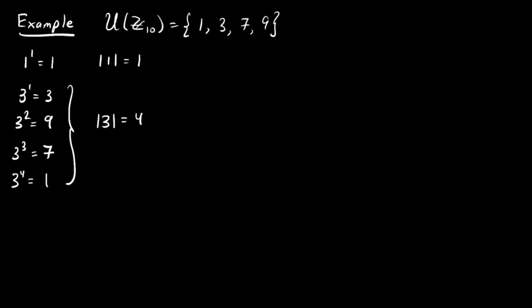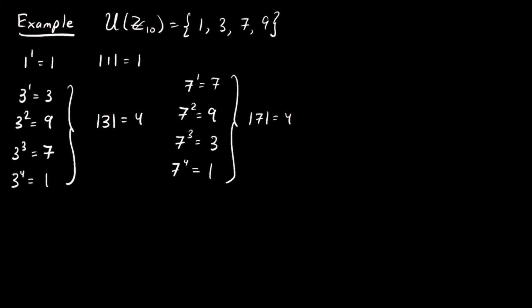Okay, so let's repeat this for some other elements. What about 7? I'll notice that 7 to the 1 is 7. That's not the identity. 7 squared is 49. Well, 49 mod 10 is 9, so that's not the identity. I'll notice that 7 cubed will be 3. And then I'll notice that 7 to the 4th is actually equal to 1 mod 10. So I notice that the order of 7 is equal to 4.